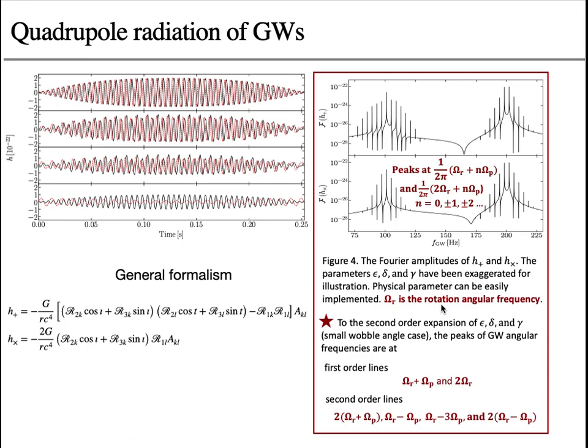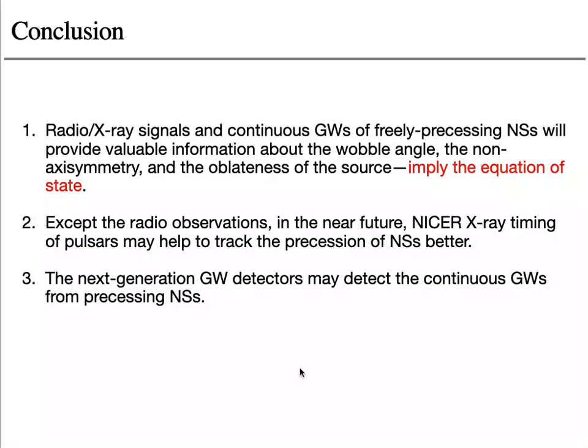To the second order expansion of epsilon, delta, and gamma, the gravitational waves are mainly emitted at two first order lines and four second order lines.